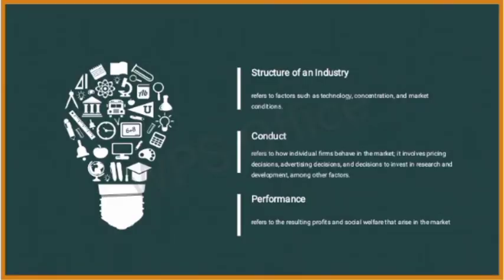For a little recap, we have here a short description of the structure of an industry. It refers to factors such as technology, concentration, and market conditions. Conduct refers to how individual firms behave in the market. It involves pricing decisions, advertising decisions, and decisions to invest in research and development, among other factors. Meanwhile, the performance refers to the resulting profits and social welfare that arise in the market.